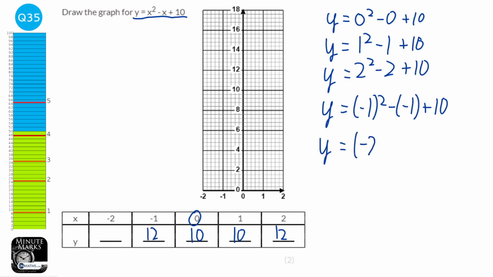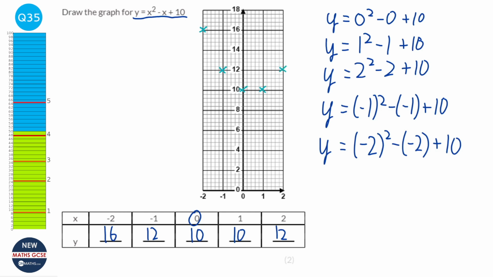And then we'll do the minus 2, so it'd be minus 2 squared minus minus 2 plus 10. So minus 2 squared is 4. The two minuses here make a plus, so it'd be plus 2, which would be 6, plus 10 will be 16. So we're going to plot these on our graph. And so we've got minus 2 is at 16, so that'll be there. Minus 1 is at 12, should be here. 0 is at 10, 1 is at 10, and 2 is at 12.